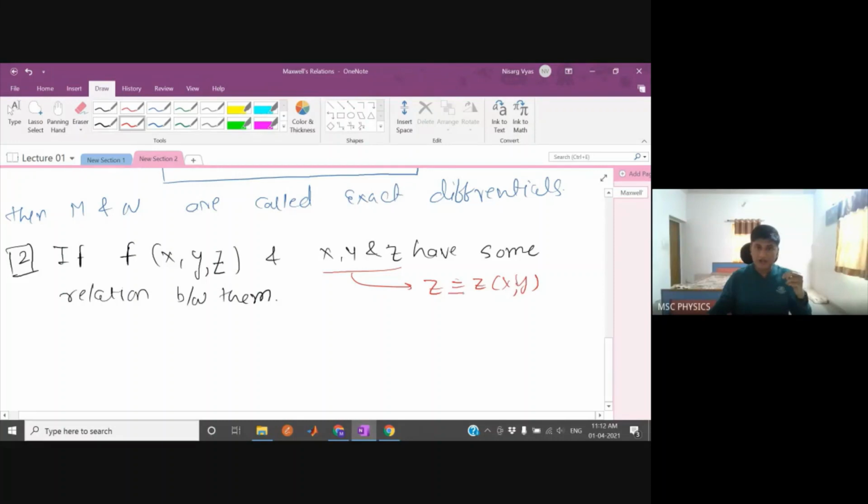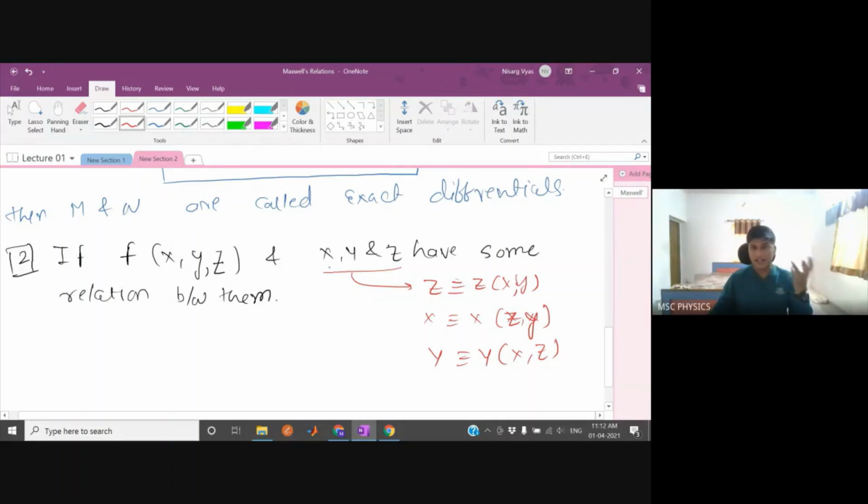or, by this notation I mean that z is a function of x and y, or x as a function of z and y, or y as a function of x and z. So these three things can happen. Okay, so x, y, and z have some kind of relations between them.